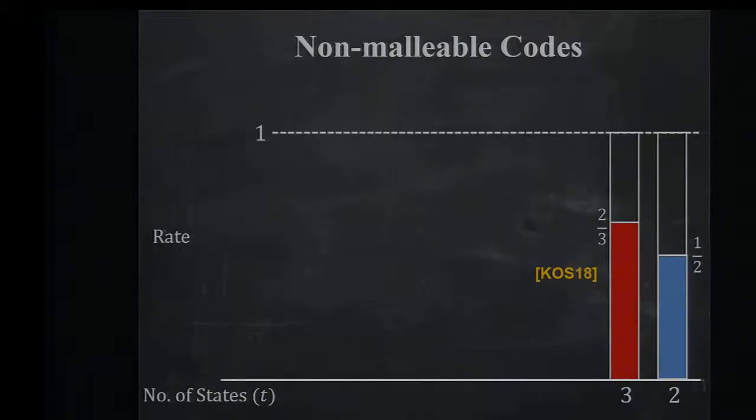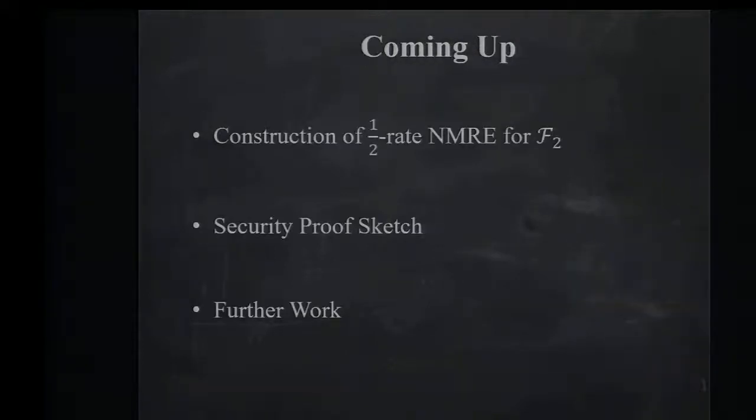And we came up with the 3-state construction. For 3-state, the best we could potentially do was 2 by 3. We fall short. We get a 1/3 rate NMC, and this was also independently discovered by Gupta, Maji and Wang. Okay, so this is the current state of the art.